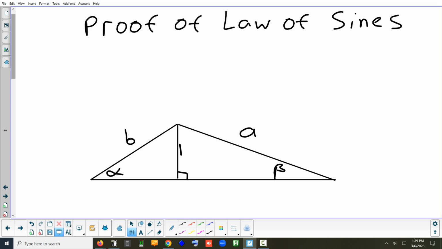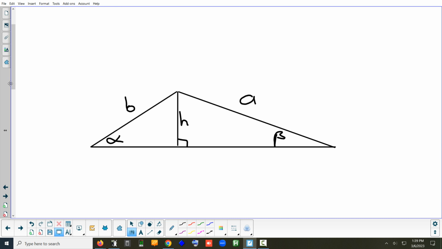Since it's a height, I'm going to call it h. Just don't get h confused with hypotenuse. It's not a hypotenuse. And I guess you could use a different letter, but let's stick with h. Now, what I'm going to do is look at this diagram in two pieces. I'm going to cover up the right side, and I'm just going to look at the triangle on the left. Because what I've created now is two right triangles.